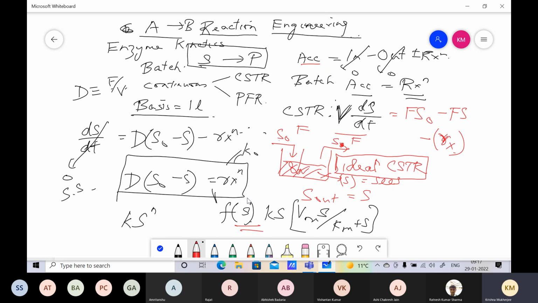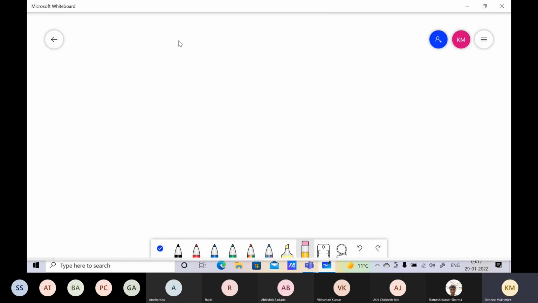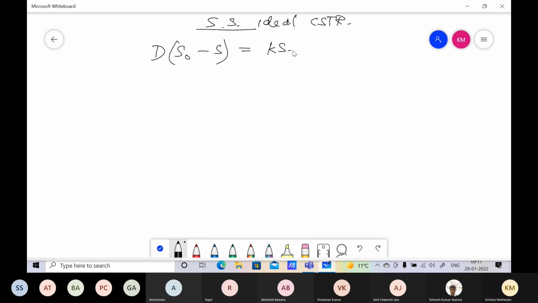The ideality assumption, so we can then solve these equations. Let us solve it very quickly for some few cases. So essentially what we are saying is that at steady state we are at an ideal CSTR. We are saying D, the dilution rate, times S naught minus S is equal to, for first order, K into S, right? So the K value can be found out very simply, and what would K be equal to?